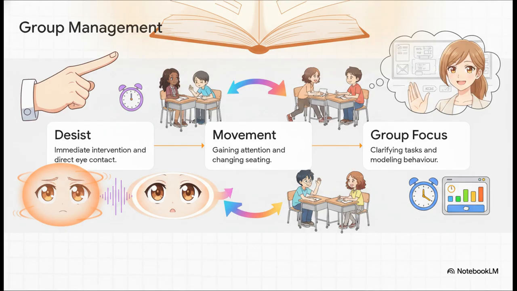Step 2 is movement management. This is all about the physical flow of the room. It means gaining their attention before starting a lesson or actively changing seating arrangements to break up those 2 whispering best friends in the back. And step 3 is group focus. This is about realigning the room's energy. You're clarifying the task, modeling exactly what appropriate behavior looks like in that moment, and monitoring the noise levels. It is an incredibly active, constantly moving management style.